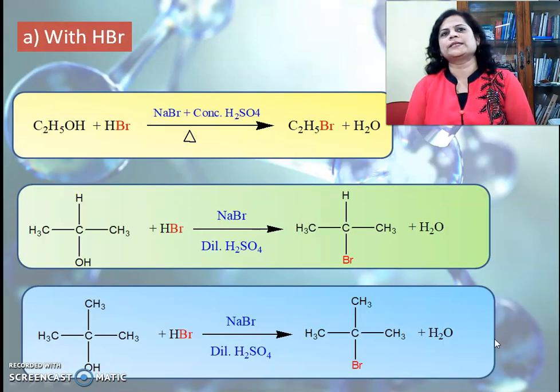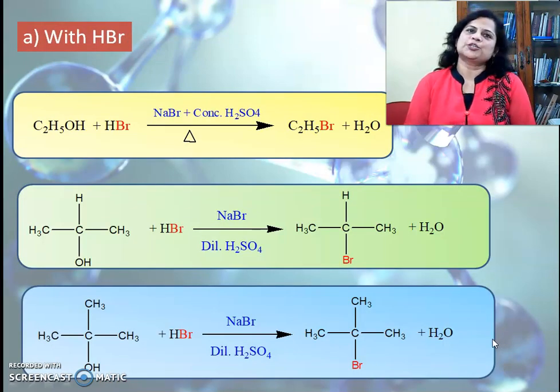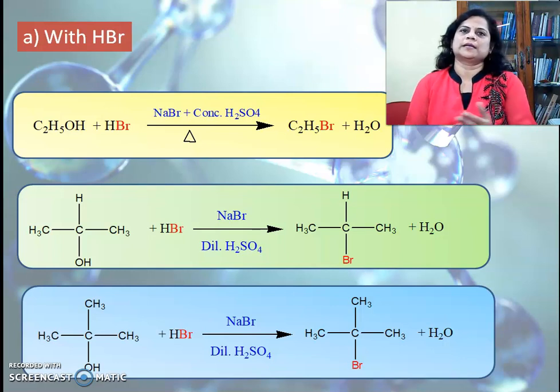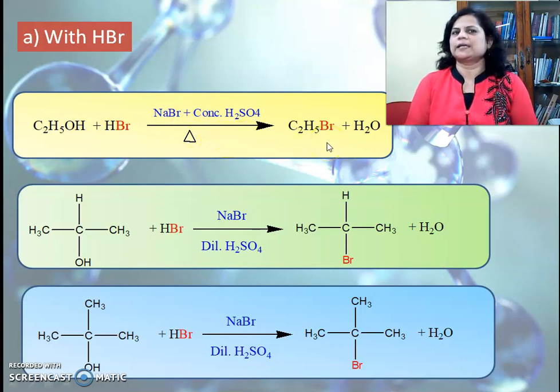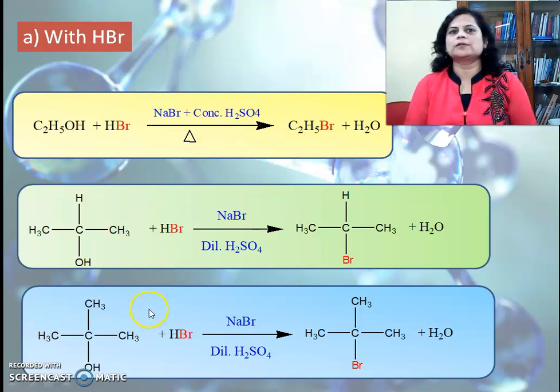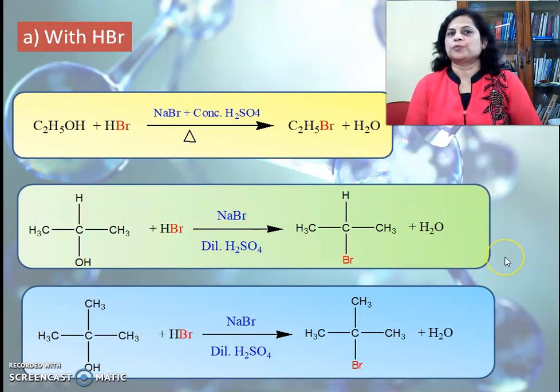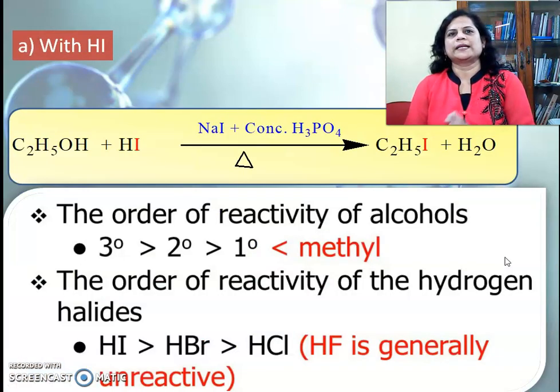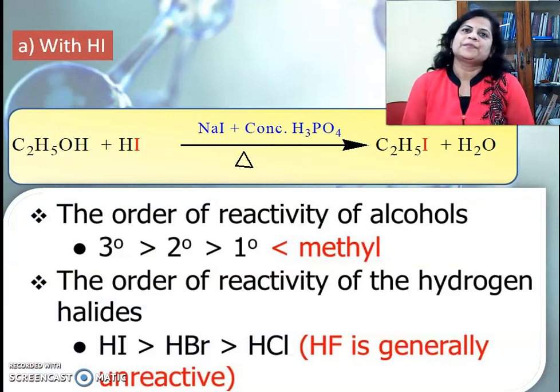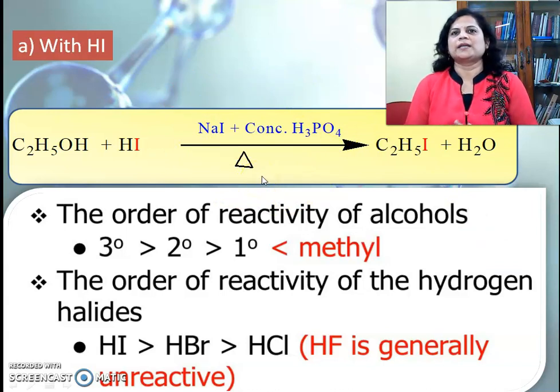Next, when using HBr, primary alcohols require NaBr plus concentrated H2SO4 and heating, then they form ethyl bromide. But for secondary and tertiary alcohols, you can use dilute H2SO4, and then also they are converted into their respective bromides. And for hydrogen iodide we require sodium iodide and concentrated H3PO4. On heating, alcohols are converted into ethyl iodide.